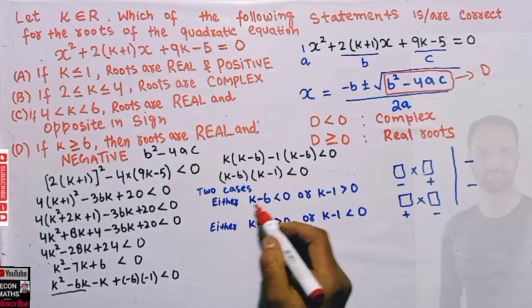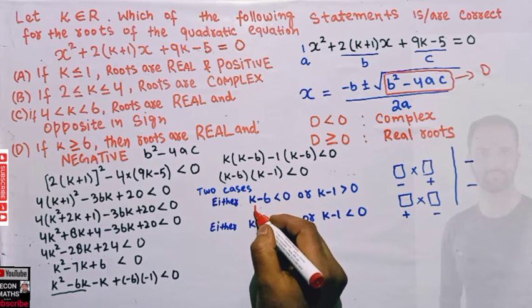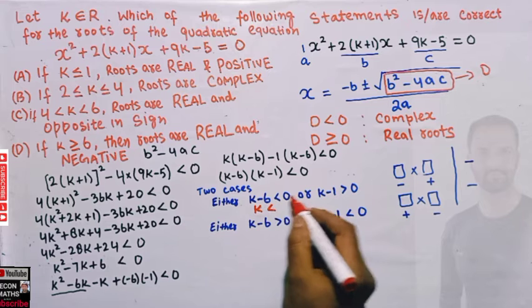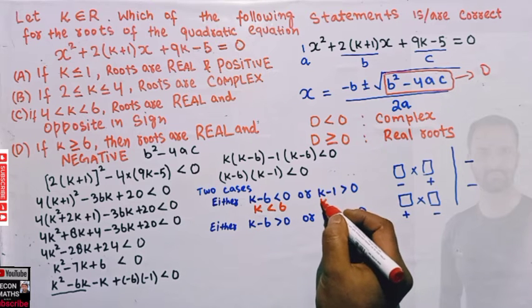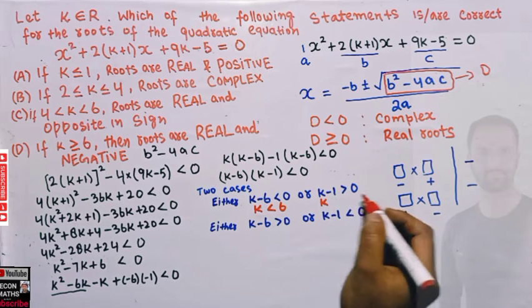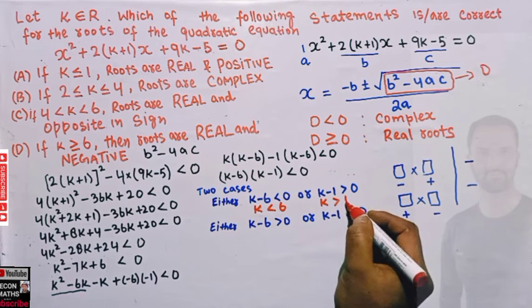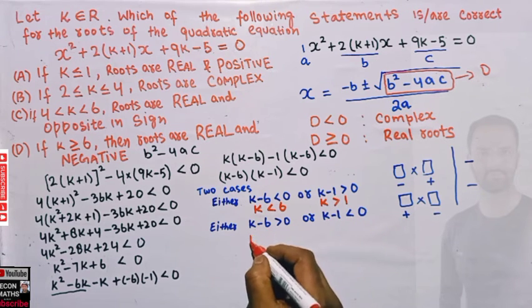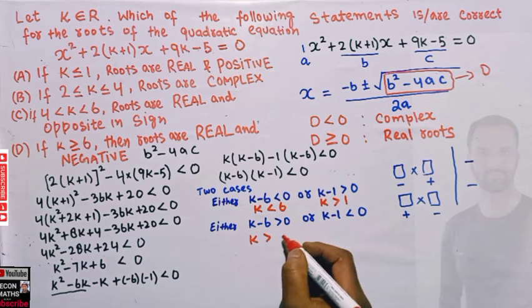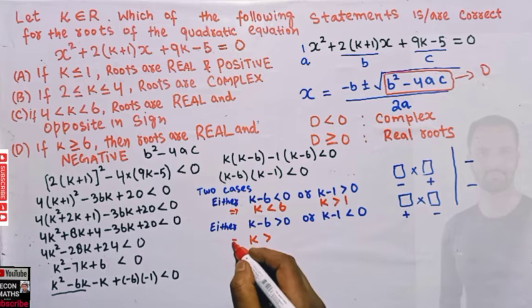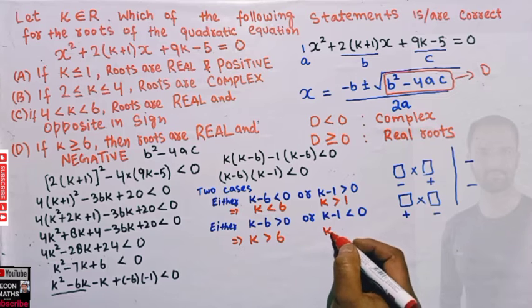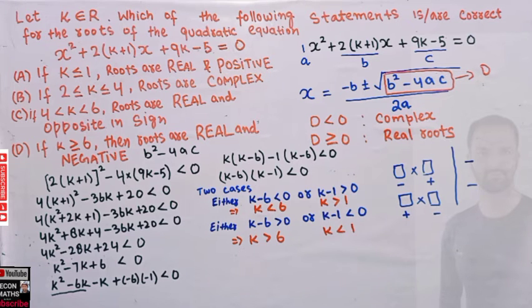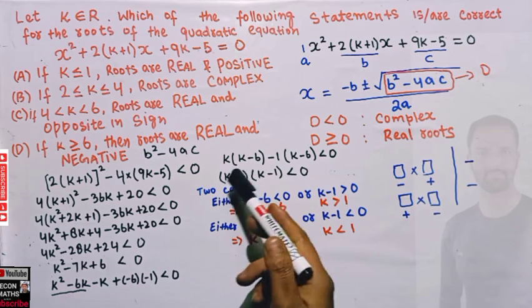Okay, now if k minus 6 is less than 0, that means k should be less than 6, if we transpose, this will become plus 6. Or k should be, similarly transposing this minus 1, it will become plus 1, so k is greater than 1. Similarly here, if we transpose, let me write, which implies this should be greater than 6, or k should be less than 1. Okay, now let's see which of these cases satisfy this relationship.